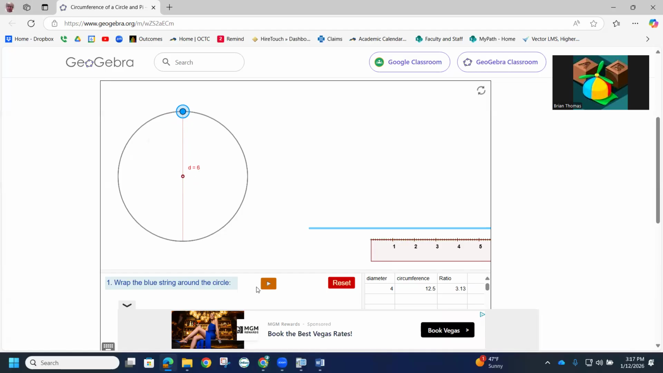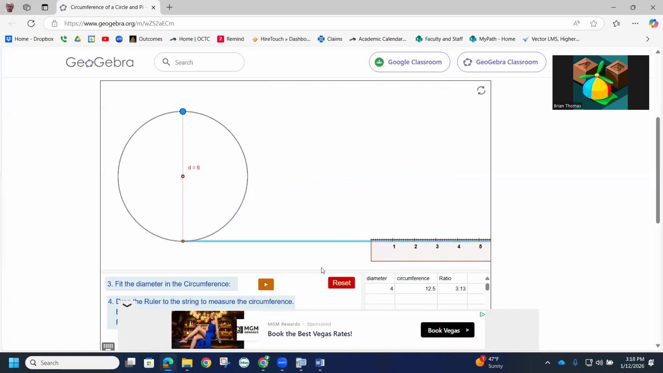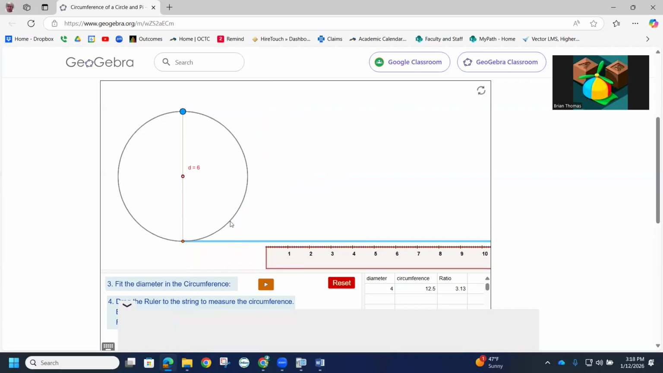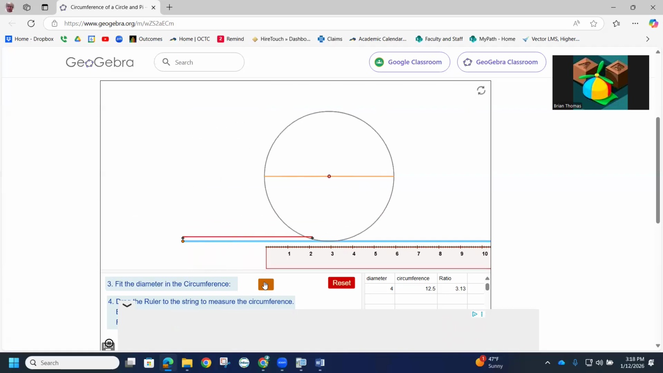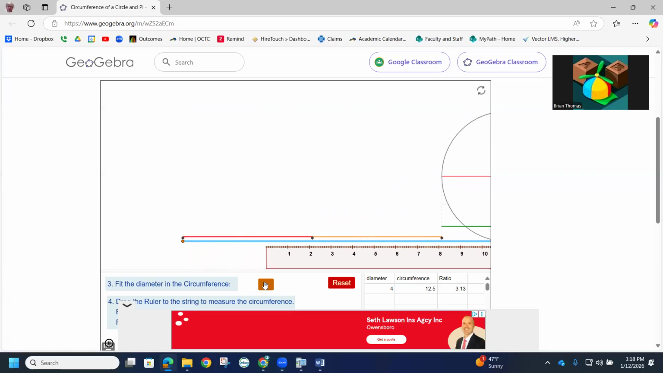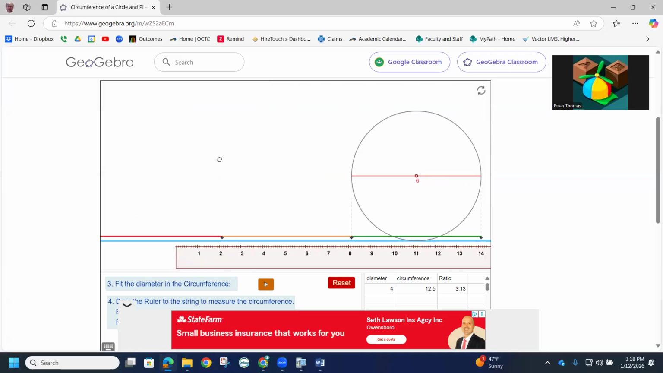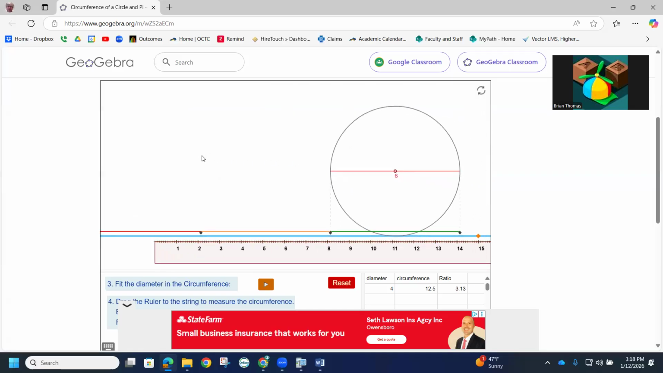So what I can do is wrap a piece of string around it. So again, it's from here all the way back around. Now if I mark my string and unwrap it, I now have a linear distance, which now I can bring my ruler in. So before I do that though, notice how it's about three diameters if I play that down. So one diameter, two diameters, three diameters. Notice how it goes off my screen, but I should be able to scroll here. So notice how one diameter, two diameters, it keeps on going, doesn't it?